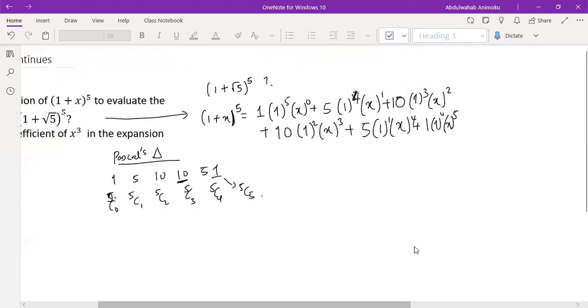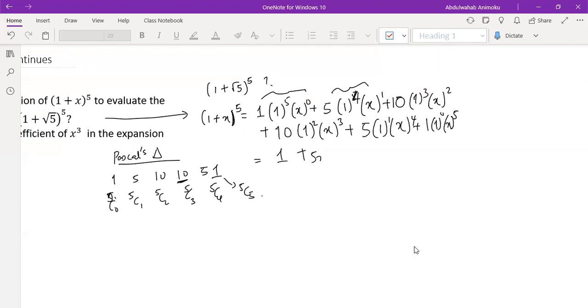All right, so let's move a little bit. Now let's evaluate this. The first term would be 1, of course. The second term would be 5x. The next term will be 10x squared. The next one will be 10x cubed. The next one will be 5x raised to the power 4. The next one will be x raised to the power 5. It's as easy as that.